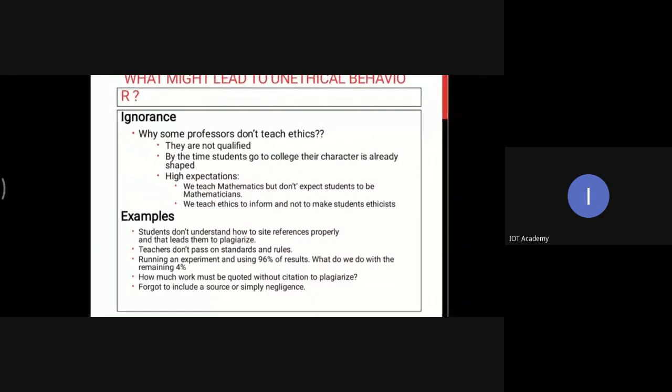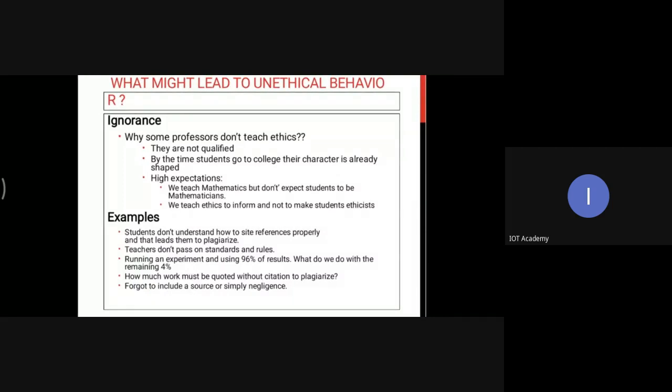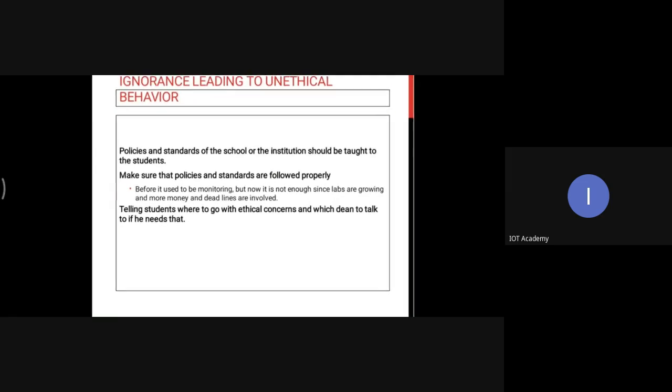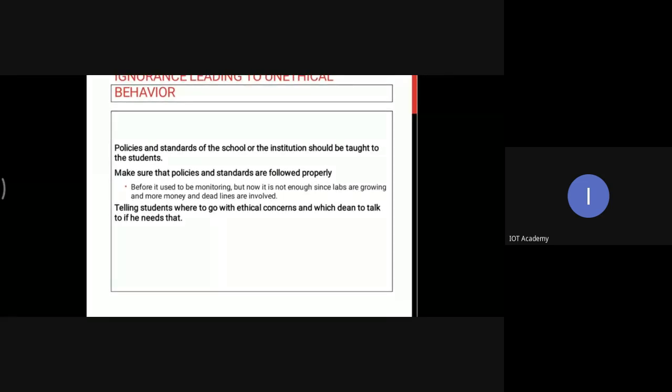And for example, people are not aware how to write the reference, or they do not have the idea about the bibliography, or they have simply forgotten. So out of ignorance, it can be one of them. Then policies and the standards of the institution should be taught to the students.